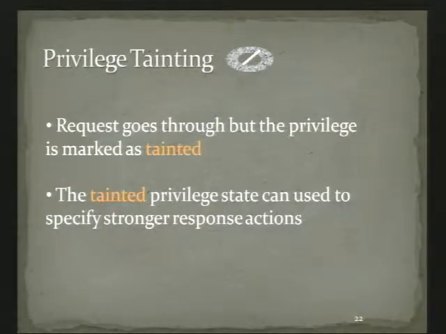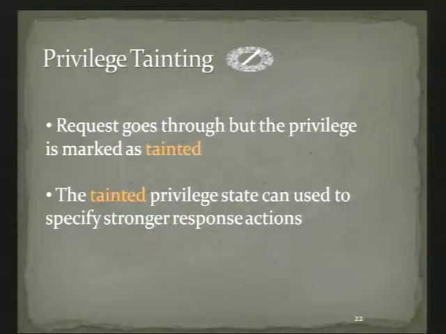The request still goes through. If you mark a privilege as tainted, the request just goes through. But it essentially means that the detection engine does not have too much confidence in the anomaly that it has detected. That has to be conveyed to the response engine in terms of, let's say, a confidence parameter of the anomaly assessment. So users can define a policy to mark the anomalous privilege in question as tainted, and now the tainted privilege state can be used by other policies to specify stronger response actions.